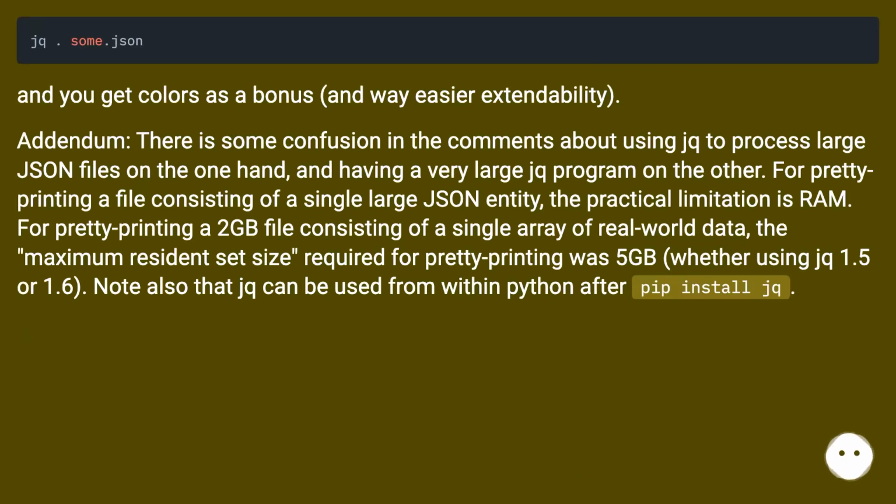Addendum: there is some confusion in the comments about using jq to process large JSON files on the one hand, and having a very large jq program on the other. For pretty printing a file consisting of a single large JSON entity, the practical limitation is RAM. For pretty printing a 2 GB file consisting of a single array of real-world data, the maximum resident set size required for pretty printing was 5 GB, whether using jq 1.5 or 1.6. Note also that jq can be used from within Python after pip install jq.